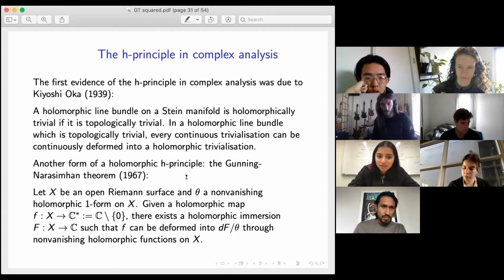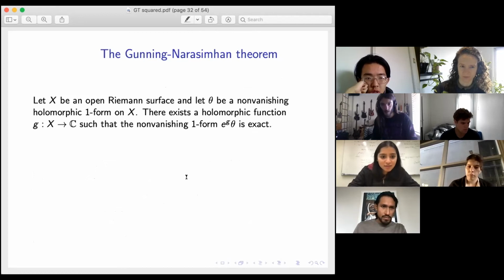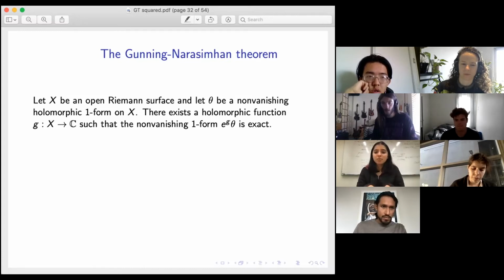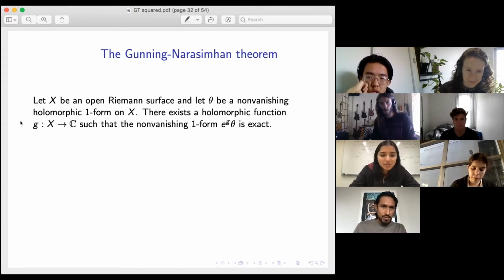How did they prove it? Well, this is the statement that they actually proved, and it's not very hard to show that it's equivalent to what we saw before. Let X be an open Riemann surface, and let theta be a non-vanishing holomorphic one-form on X. Then there exists a holomorphic function g from X into C, such that the non-vanishing one-form e^g theta is exact. So they're giving a precise homotopy. They're actually giving a homotopy between the two.